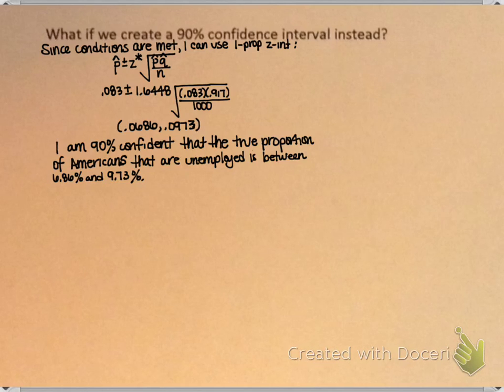And then I'm 90% confident the true proportion of Americans that are unemployed is between, and those are my two values. Now, if you sit back and take a look at the previous problem that was 95% confident, and this problem, the 90% confidence, you should be able to look at the size of the interval to see how the confidence, like your level of confidence, actually affected what that thing looked like.